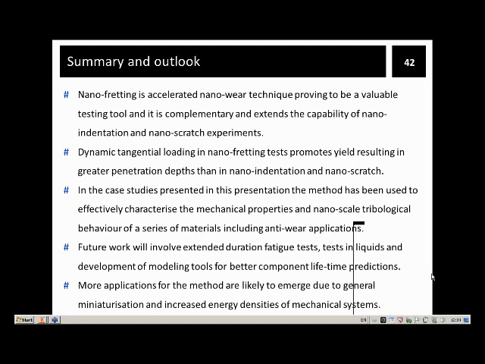In terms of future work, that will involve extended duration fatigue tests, tests in liquids, and development of modeling tools for better component lifetime predictions. And finally, more applications for this method are likely to emerge due to general miniaturization and increased energy densities of mechanical systems.